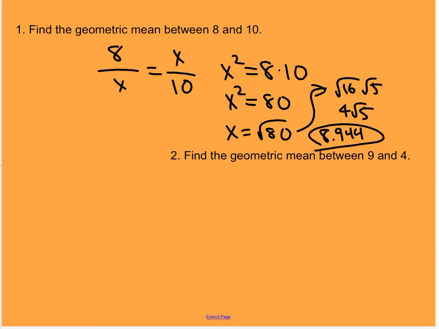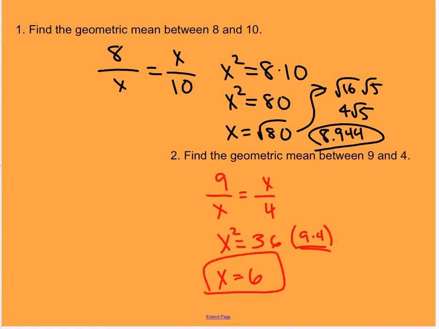So here, for number 2, find the geometric mean between 9 and 4. It'd be like 9 over x equals x over 4. So x squared equals 36 because that's what 9 times 4 is. So x is going to equal 6. So my mean here is just going to be 6.